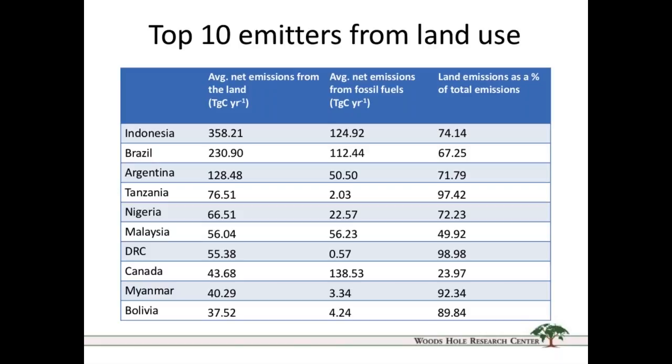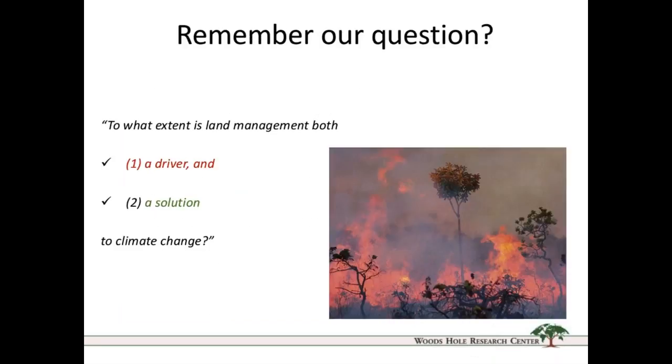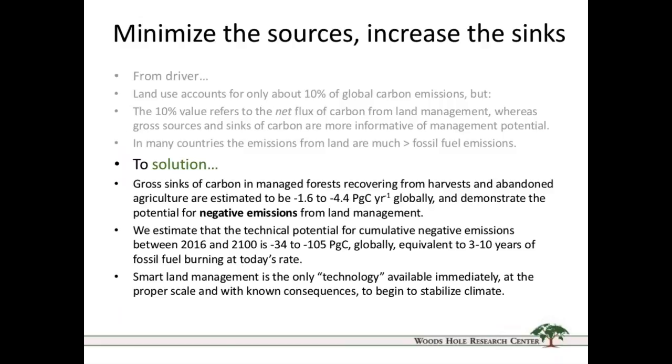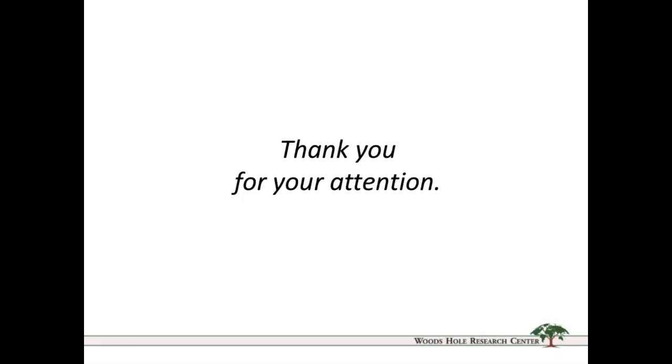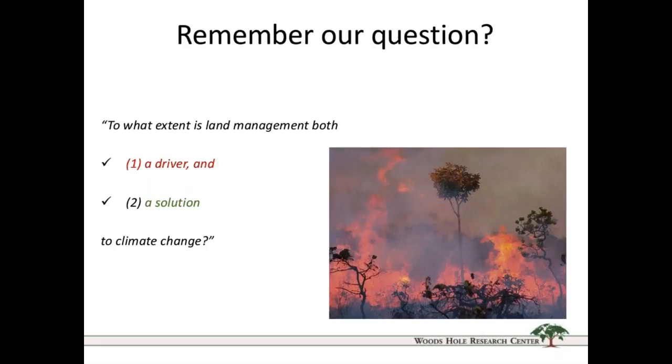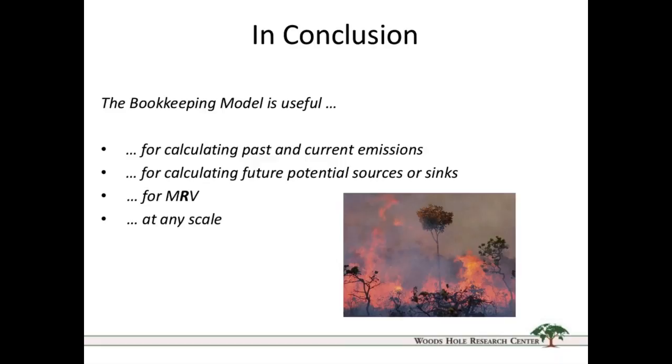Okay. Just a quick view of several of the top emitters from land and how large land emissions play: as much as 99% of the emissions from the Democratic Republic of Congo, whereas in something like Canada, land is only about a quarter of total emissions. Not to dwell on that much. The point is, and I said it before, we can calculate what the potential sinks are, what the actual sinks are, and what the potential is to use negative emissions in the future.